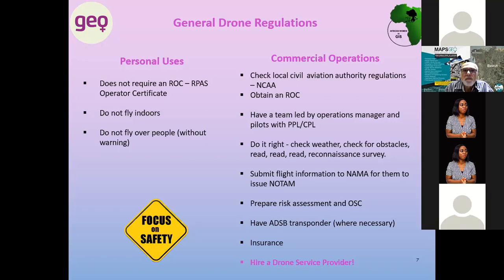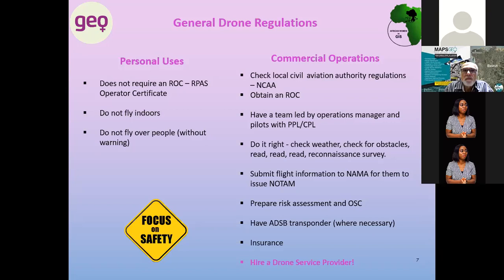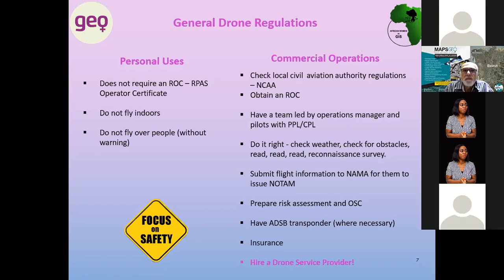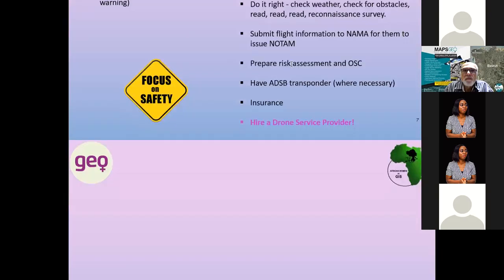You need to prepare a risk assessment and operational safety case. You need to have ADS-B transponders, and then you need to have insurance in case of any eventuality. ADS-B refers to automatic dependent surveillance-broadcast transponder. It is usually a hardware device that is mounted on a drone. It sends a signal to tell others that you are at a particular location, and it's also able to receive signals so that you can understand where others are.